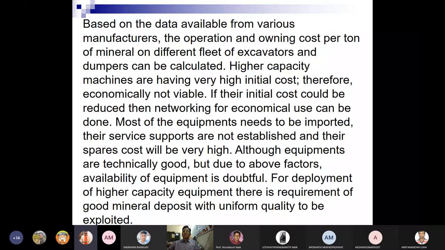Higher capacity machines have very high initial cost, therefore economically not viable. If their initial cost could be reduced, then networking for economical use can be done. Most of the equipment needs to be imported. Their service supports are not established, and their spare parts cost will be very high. Although equipment are technically good, but due to above factors, availability of equipment is doubtful. For deployment of higher capacity equipment, there is requirement of good mineral deposit with uniform quality to be exploited.